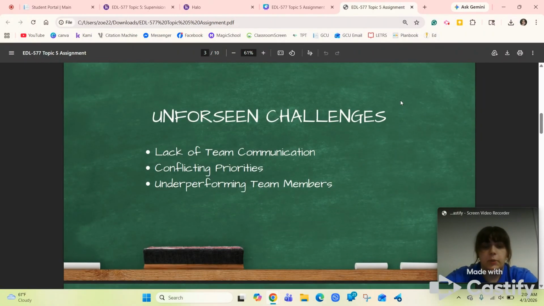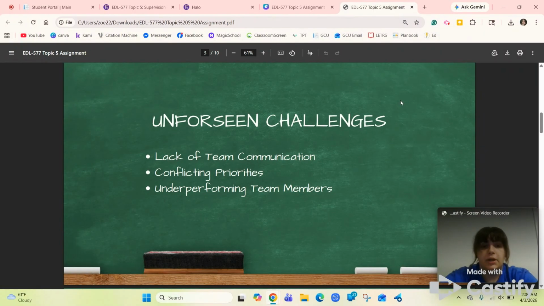Some unforeseen challenges that we've experienced through the first half of this project are a lack of team communication, conflicting priorities, and underperforming team members. These challenges make it very difficult for the teachers to help their students, for the students to learn, for the workers for this project to make adequate progress toward the end goal, and for the work that is completed to be done correctly and appropriately to make sure that everything is going to be as safe as possible and that nothing is going to be messed up or done incorrectly that we have to go back and do it again, which would make everything take longer.